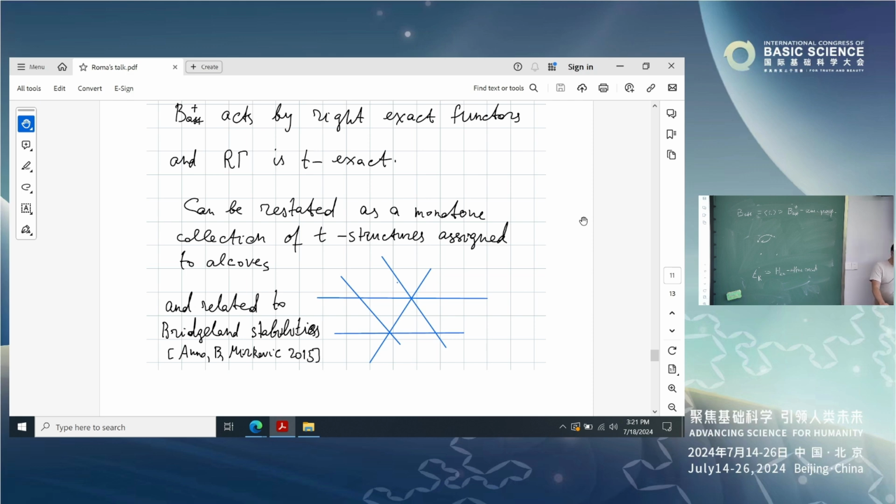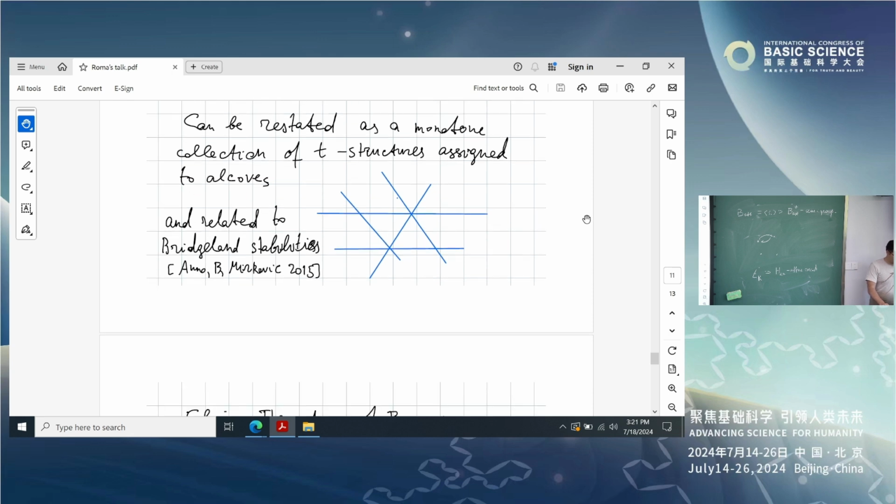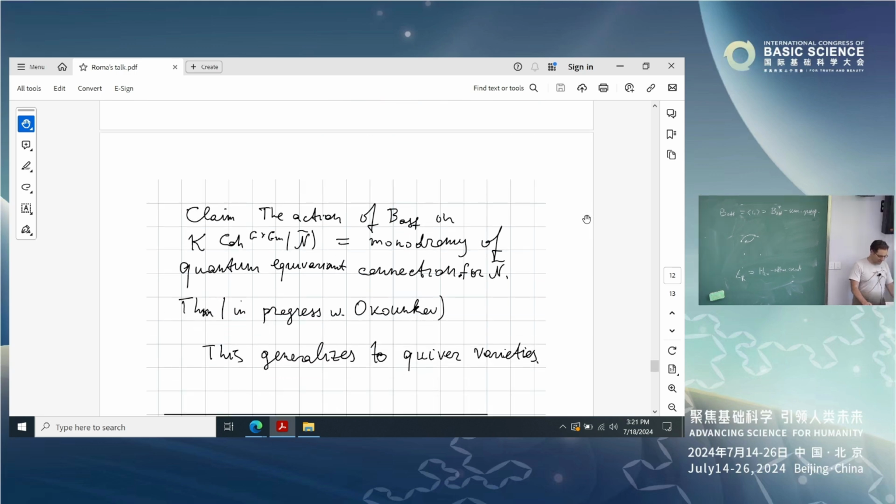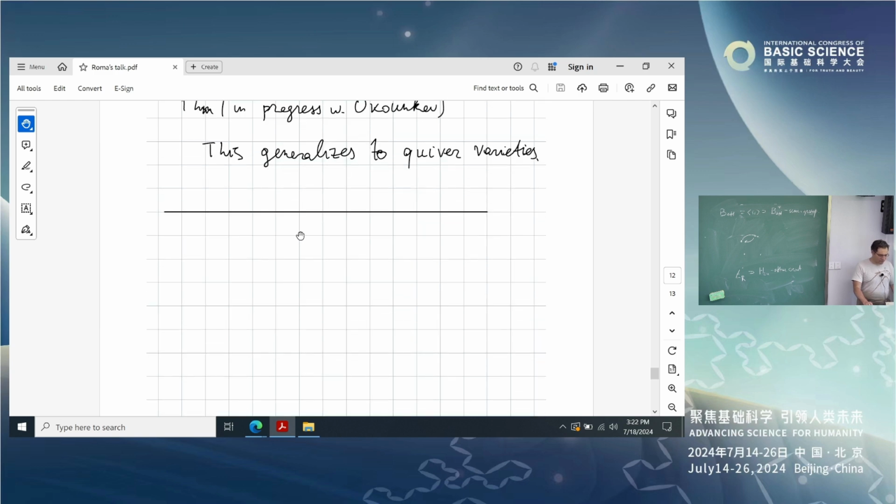And this structure, yeah, so here just mentioning it's related to Bridgeland stabilities, and this was established in this 2015 paper. And then, okay, you can advertise this perennial project. So there's a theorem that the action of the affine braid group on the K-group coincides with monodromy of the quantum equivariant connection. Maybe I should have mentioned this, based on a result of Cherednik, computing both sides, and then this can be generalized to Nakajima quiver varieties.